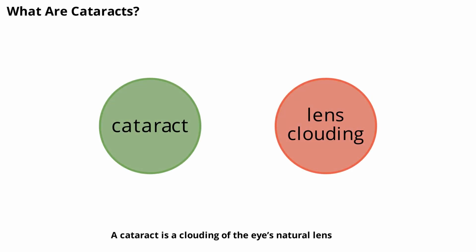A cataract is a clouding of the eye's natural lens, which lies behind the iris and the pupil. This cloudiness can develop slowly and may not disturb your eyesight early on. However, as the cataract grows, it can interfere with vision, making everyday tasks like reading or driving more difficult.